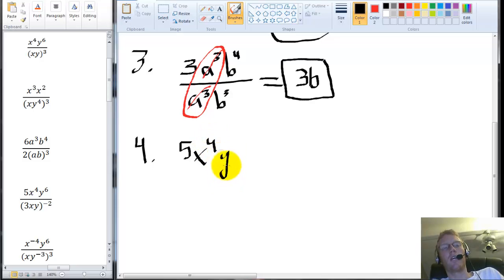I've got 5x to the 4th, y to the 6th. Okay, now look at this parentheses and see that it has a negative exponent. Remember, a negative exponent means if it's in the denominator, it should be moved into the numerator because it means divide instead of multiply, essentially. So if you're dividing something in the denominator, you should move it to the numerator and multiply. So this whole expression, this entire thing, is getting moved into the numerator.